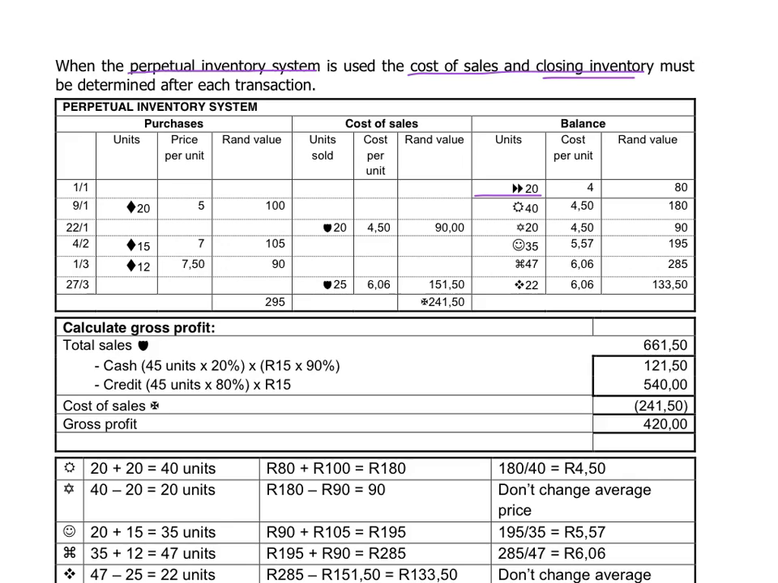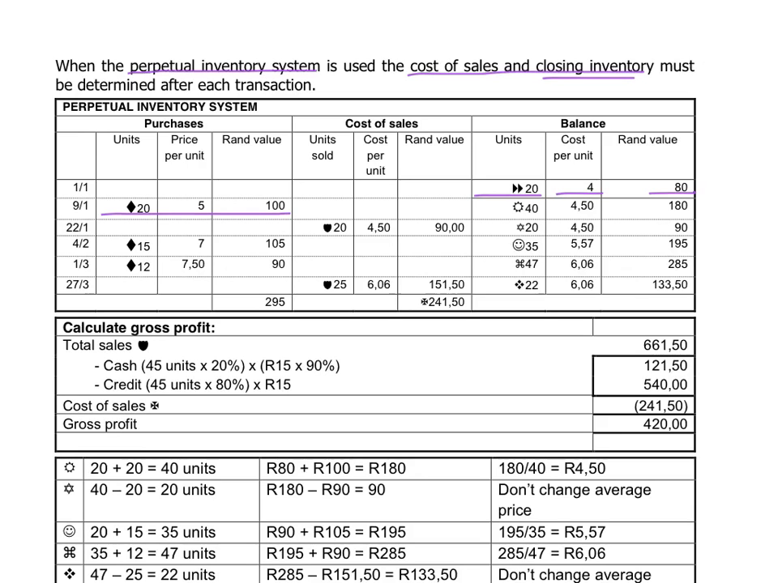So if we look at this example here, we will start with a balance of 20 units. We paid 4 Rand per unit, so that means it gives me 80 Rand. Okay, then we go and we buy on the 9th of January 20 units at 5 Rand each. That will give me 100 Rand. Now, because it's weighted average, it means that we don't keep the units that we buy separately. We put all of them together and we work out an average price every time.